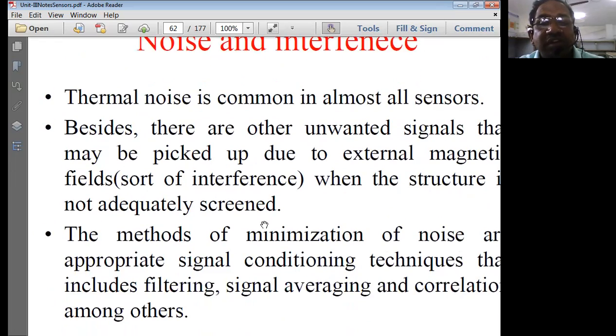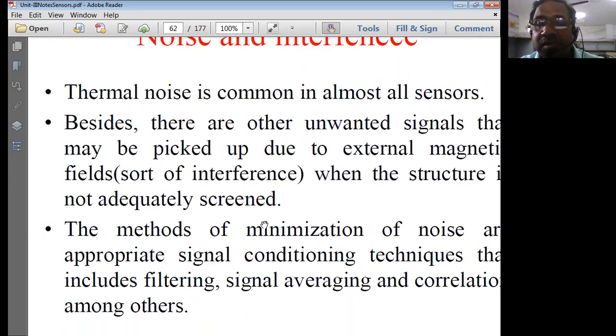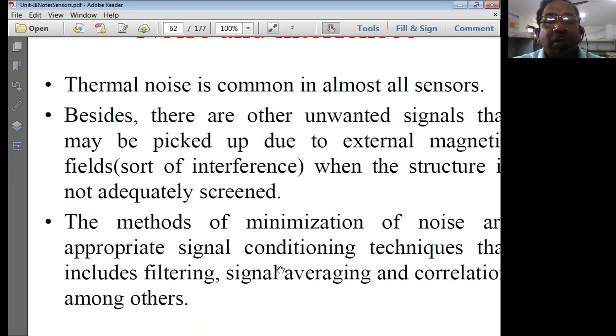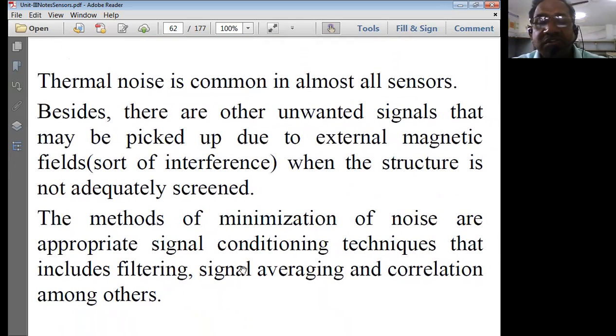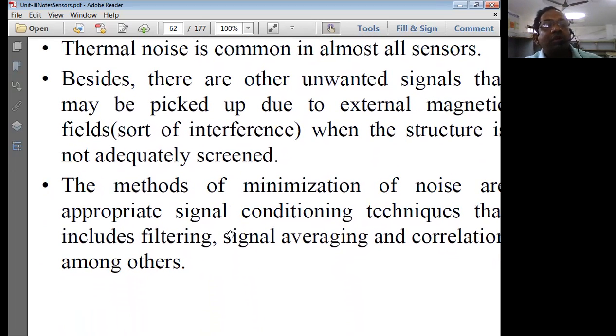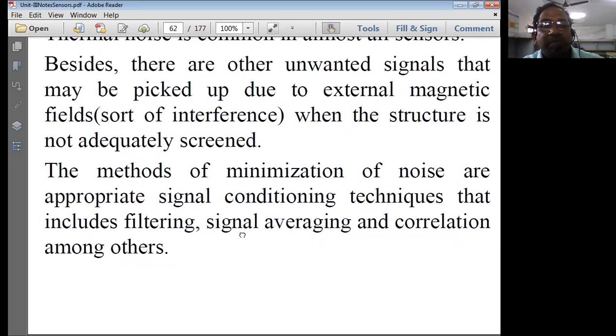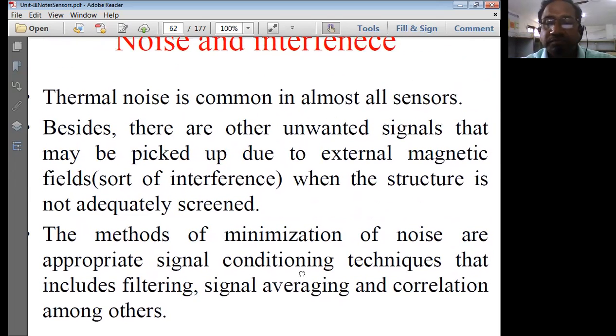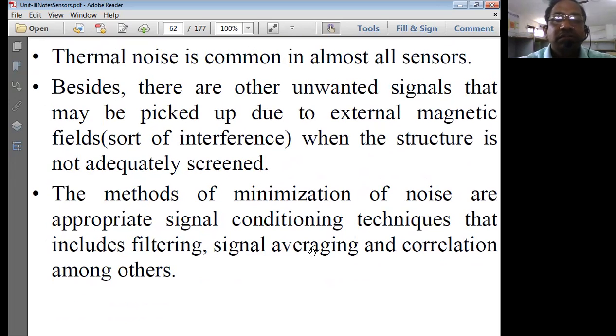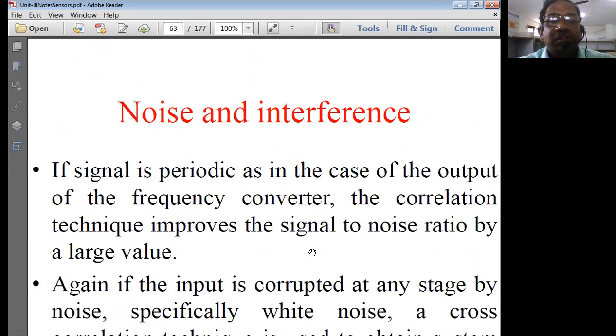Next is noise and interference. Noise is always going to be inevitable in electronic circuits. There could be external noise, internal noise, thermal noise. All these noises interfere with the sensor output signal, and this noise has to be minimized. Therefore, noise minimization techniques have to be implemented in the filter circuits, signal conditioning circuits, and also in the interfacing circuits. In all these three areas, we can simply use filters to compensate for the noise signals.